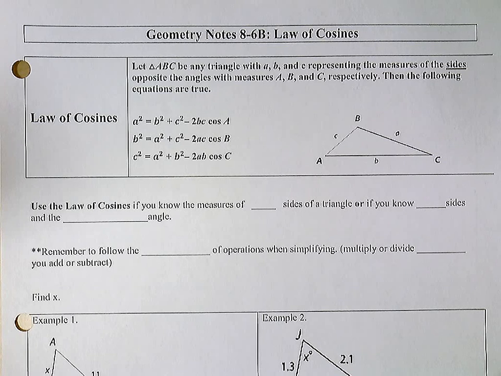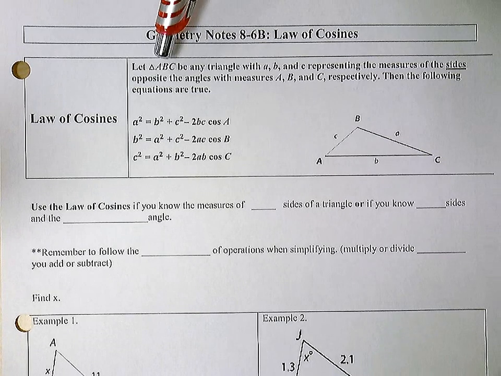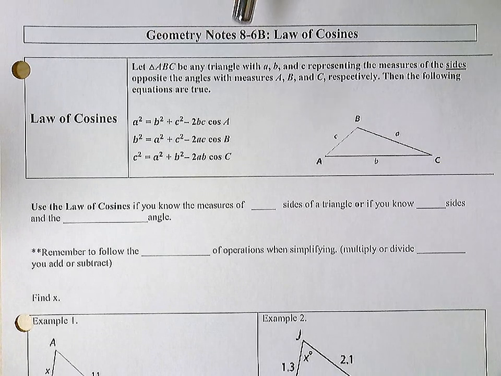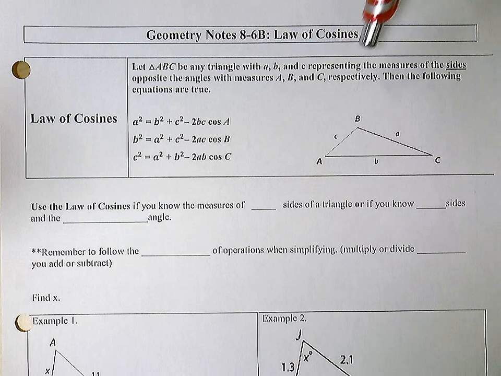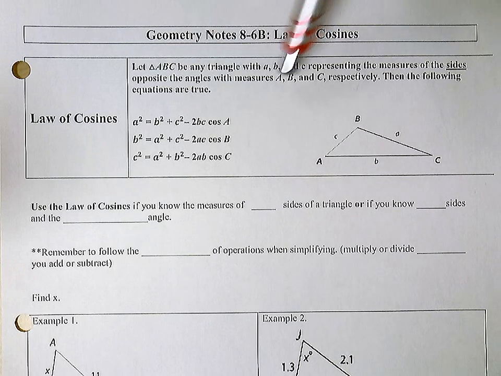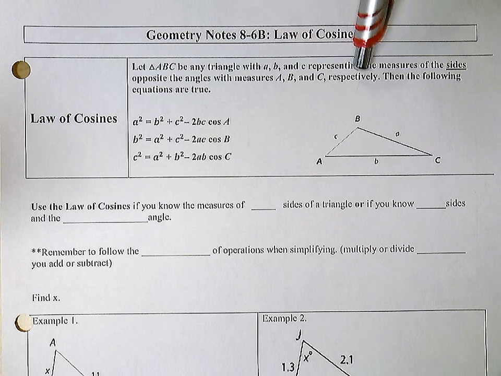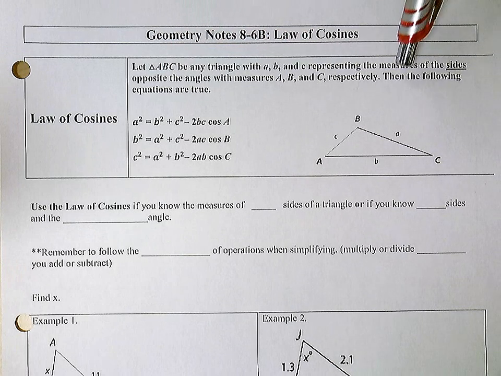All right, so law of cosines. We're going to let triangle ABC be any triangle. Again, we can use the law of cosines with any triangle, just like we use the law of sines with any triangle. It doesn't have to be a right triangle. This triangle has A, B, and C representing the measures of the sides opposite the angles with measures A, B, and C respectively. Then the following equations are true.